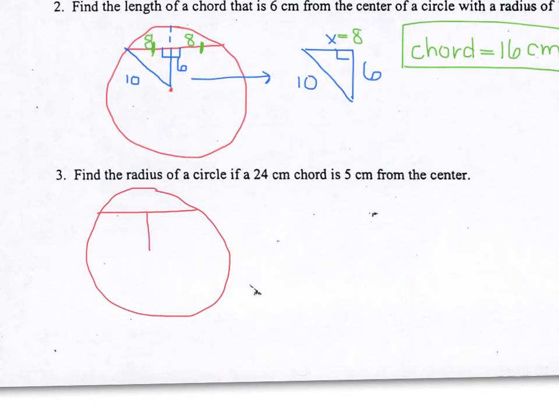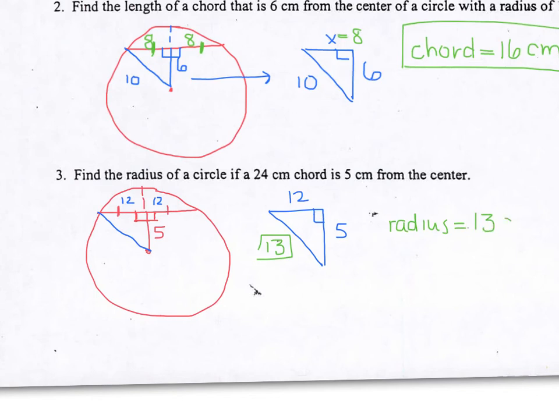So from the center is 5. Once again, that's like me drawing a radius to a chord, so I know that's perpendicular and it's bisecting it. And that 24 then is split into 12 and 12. And once again, I now have a nice right triangle with legs of 5 and 12, which results in our radius being 13. Our radius is 13 centimeters.